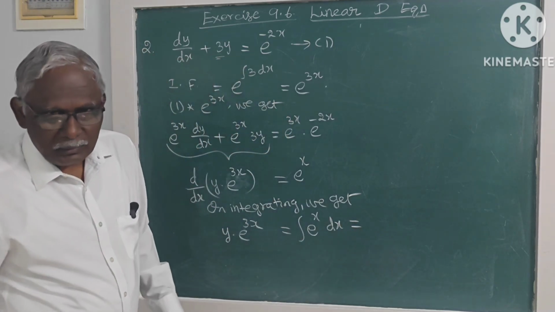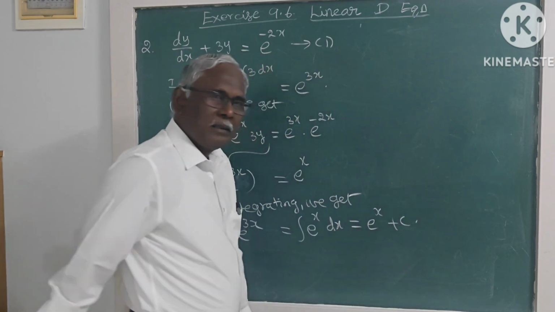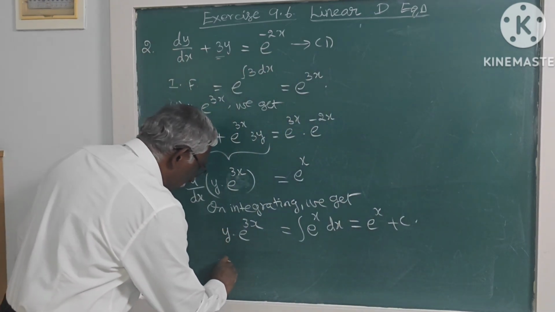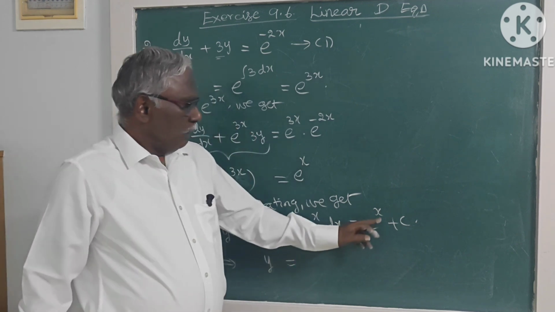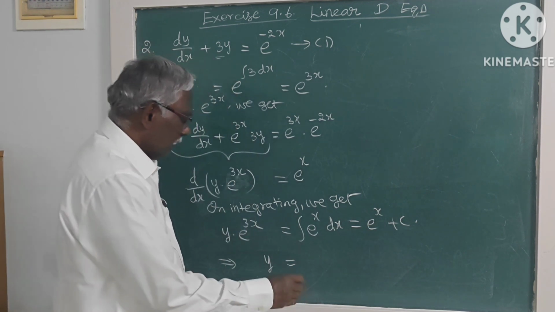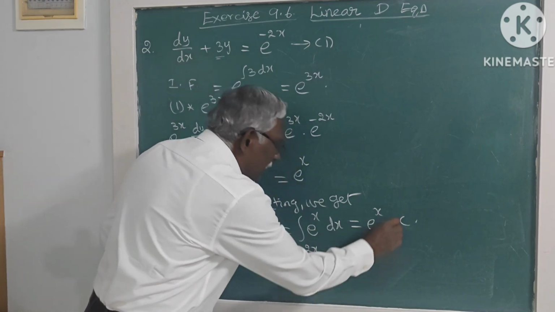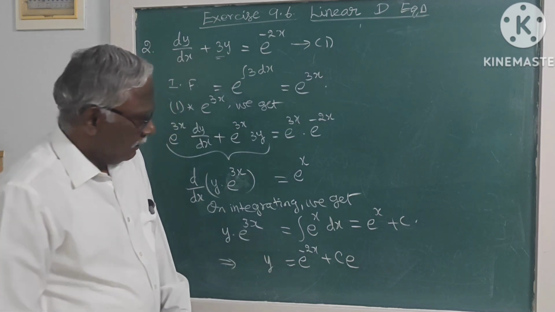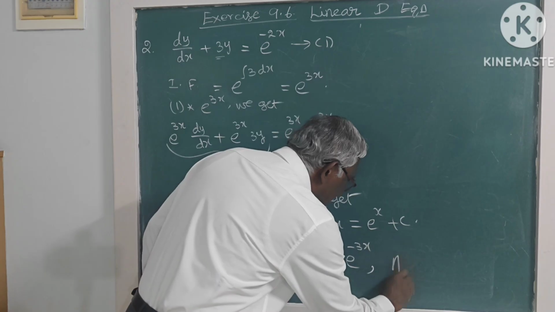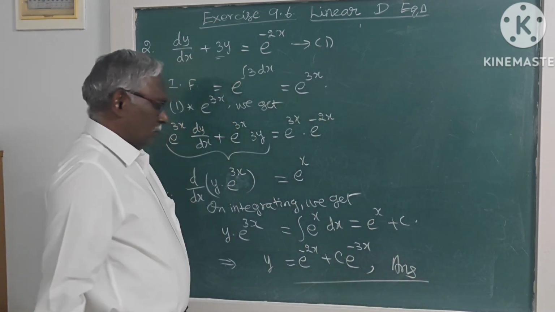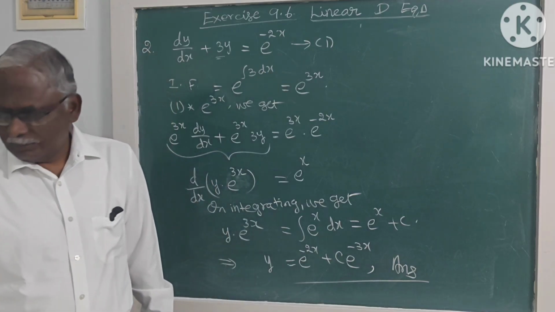If we integrate e power x, what will come? E power x only, e power x plus constant. Therefore, the value of y is equal to e power x by e power 3x, that is e power minus 2x, plus c, if we divide c by e power 3x, e power minus 3x. So this is the answer. This is the general solution for this differential equation.